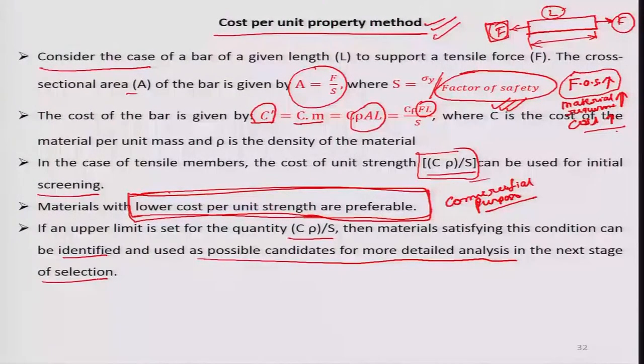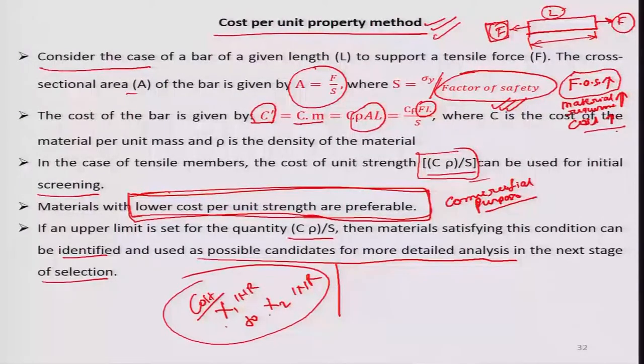Okay. So, what will you do? First, you will calculate the cost per unit of that material, and then whatever you think our cost should be, in that range. Suppose x1 INR to x2 INR, then materials that fall between this range, only those materials can you select for your fabrication.